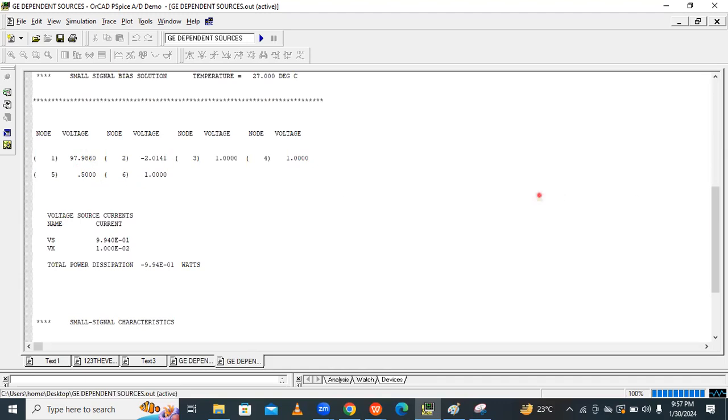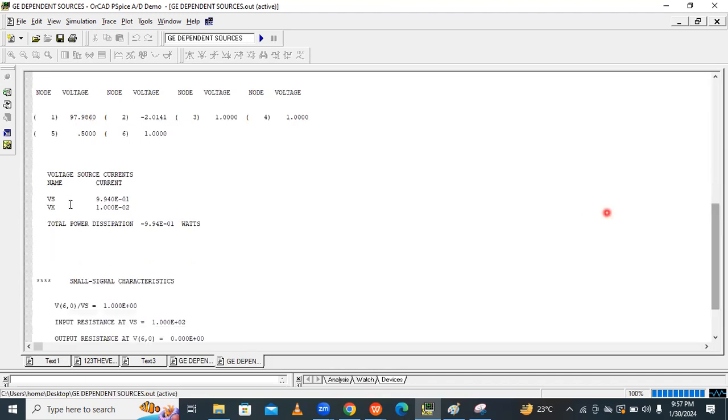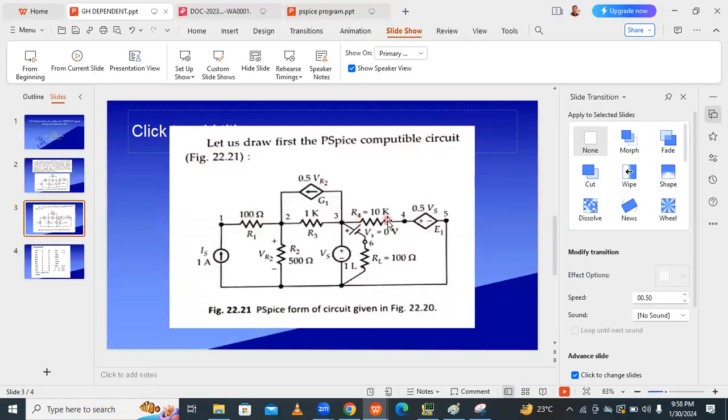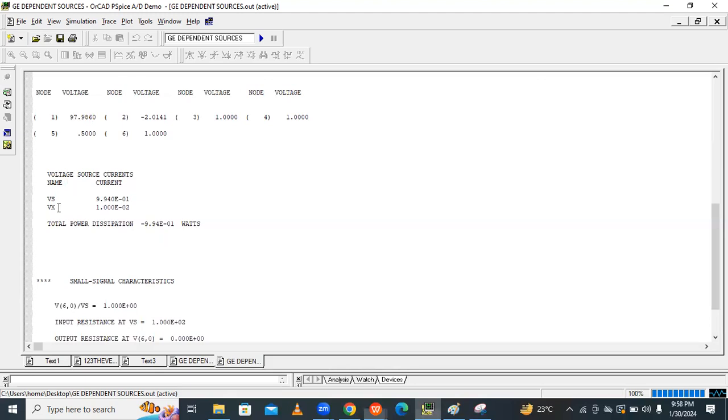Next, the current flow into the voltage sources. Vx is the load. The current flow into the load Vx is 1 into 10 to the power minus 2, that is 0.01, the current flowing into the load resistor. And the current flow into Vs is 9.94 into 10 to the power of minus 1, that is 0.99 amps.